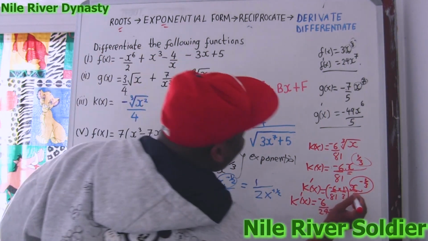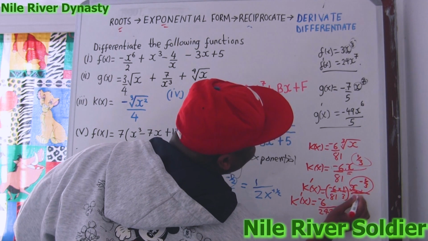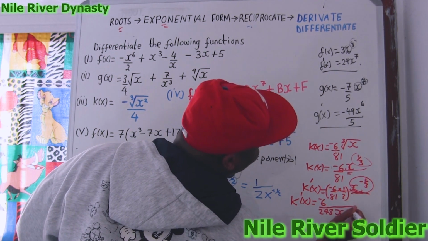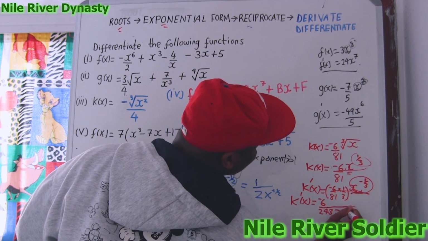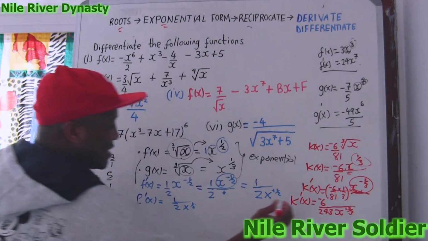So I'm going to take all this stuff to the bottom. So I'm going to write my number, and then flip-flop here, it's going to be x to the 2 over 3, but it's going to become positive. So this is the derivative.